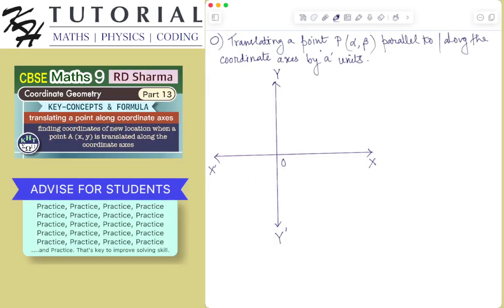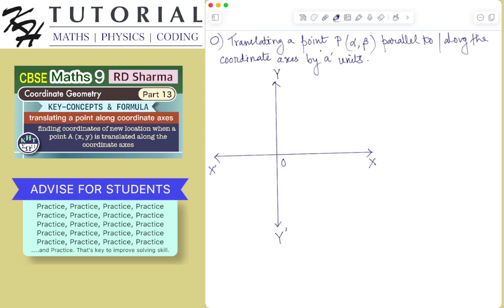Okay, so we are given a point P whose coordinates are alpha comma beta, and if we translate this point along the coordinate axis, that is parallel to the x-axis or y-axis, by a certain distance, by certain units, then what will be the coordinates of the new location? This is what we will discuss now.